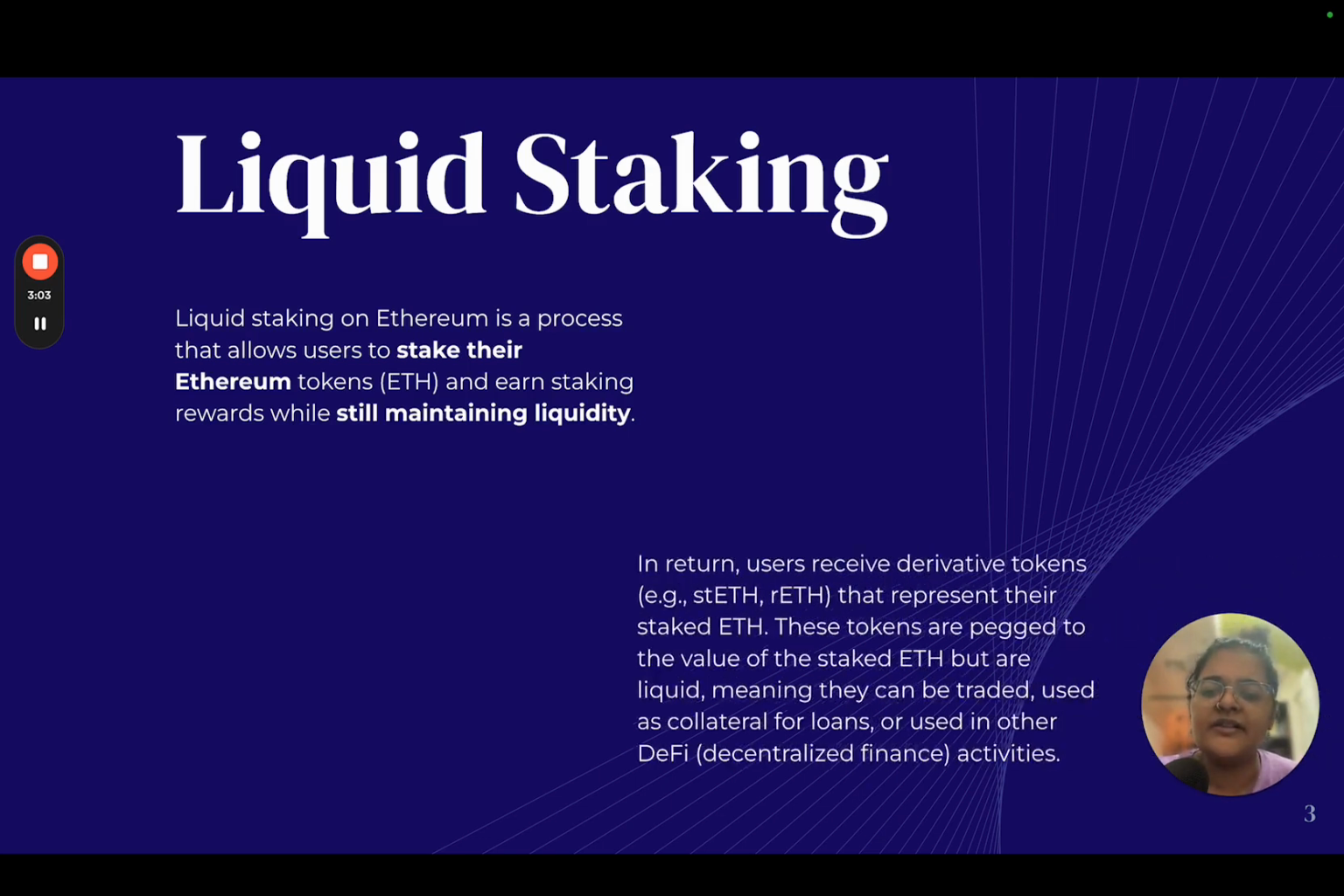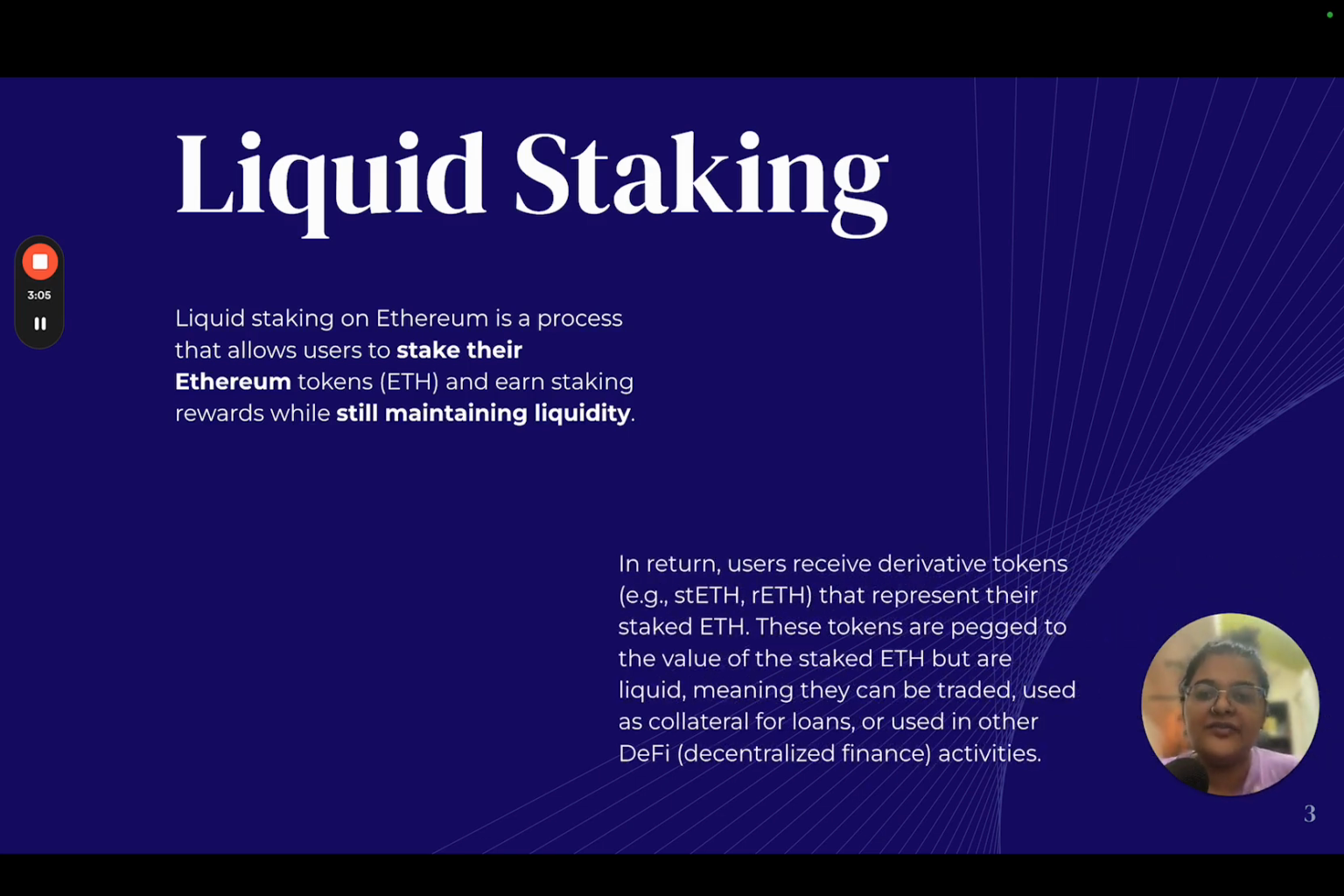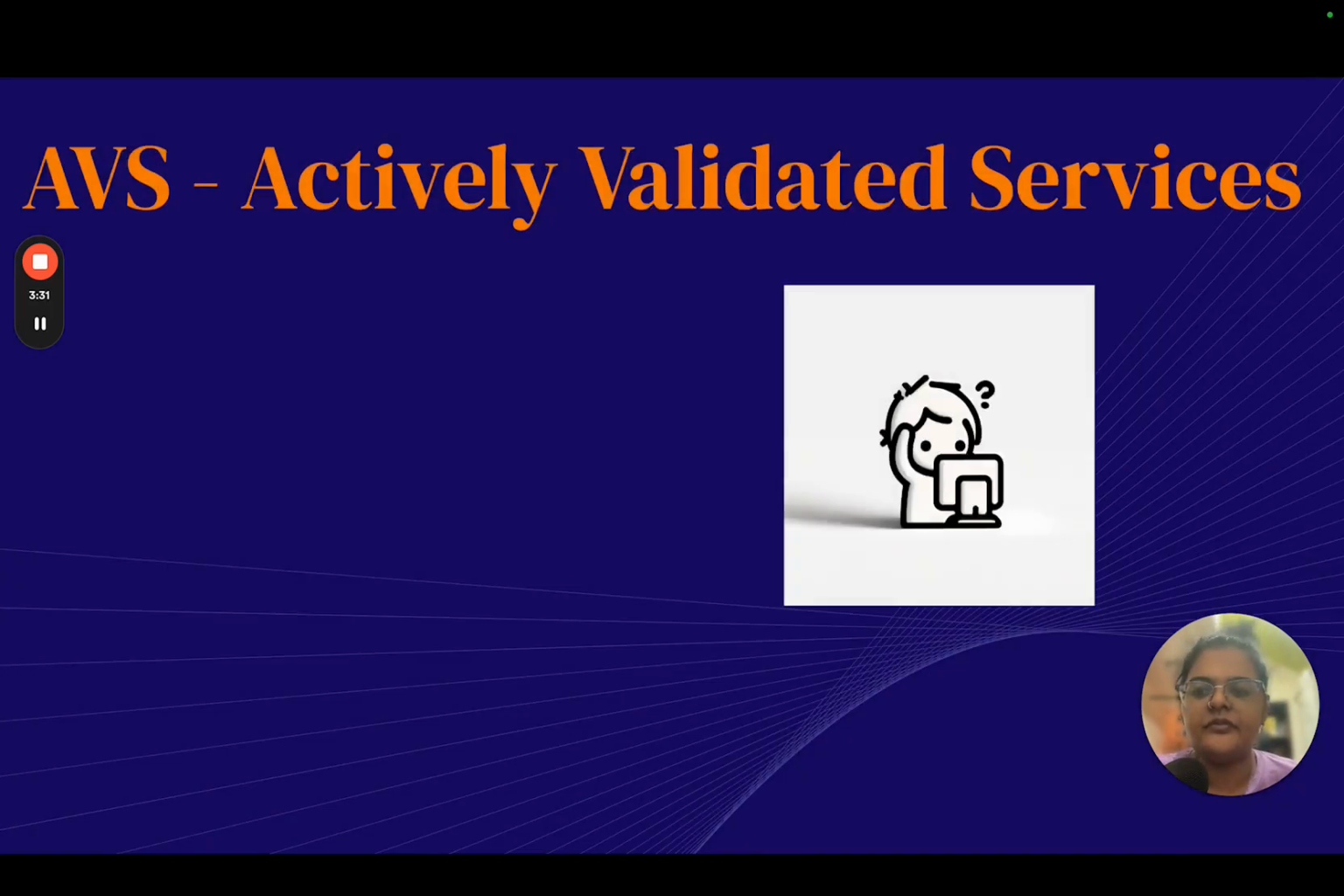What happens essentially is that you receive derivative tokens like stETH and rETH that represent your portion of staked ETH, and their value is pegged to the value of the staked ETH. So you do get rewards for staking while still having liquidity, being able to participate in the DeFi ecosystem, provide your tokens as collateral for loans, or use them in other protocols. So this is liquid staking.